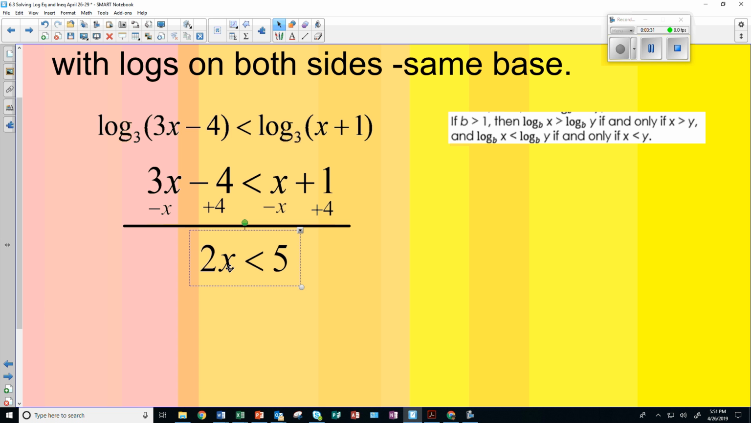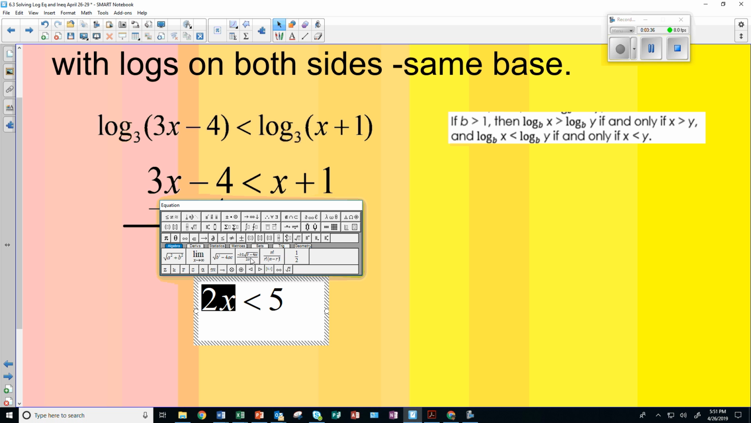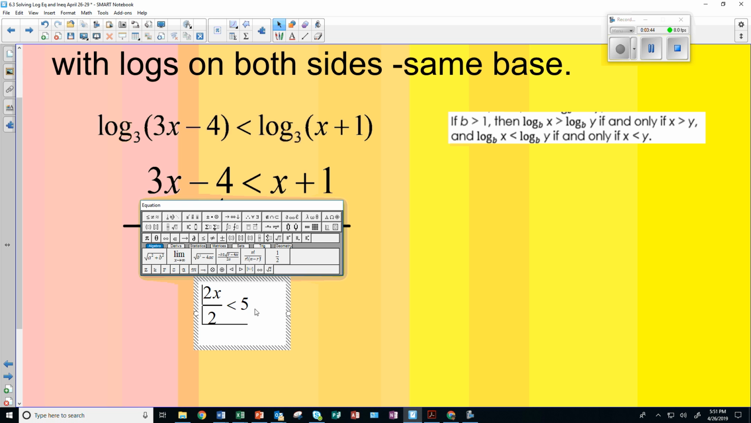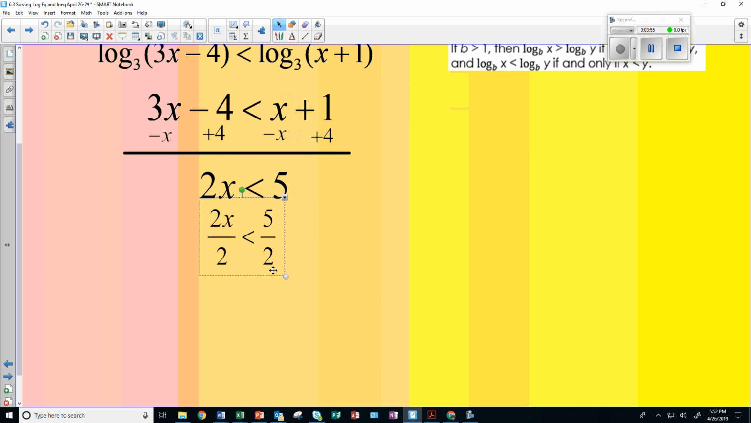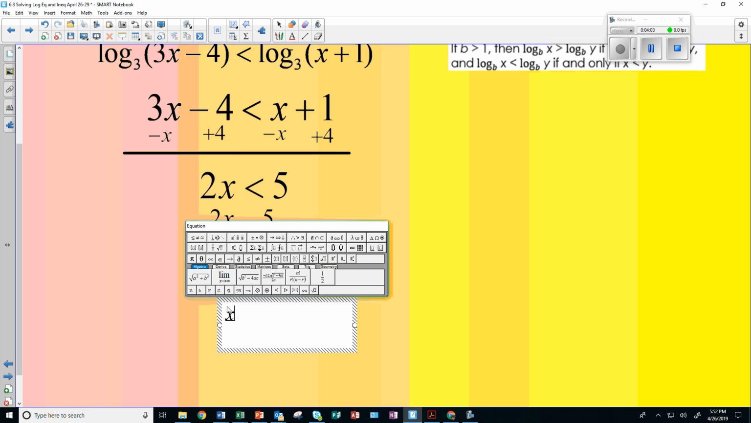So divide both sides by 2. Remember, I did say both sides. What you do on one side, you must do on the other. Of course, the 2's cancel out, and you are just left with x greater than 5/2.